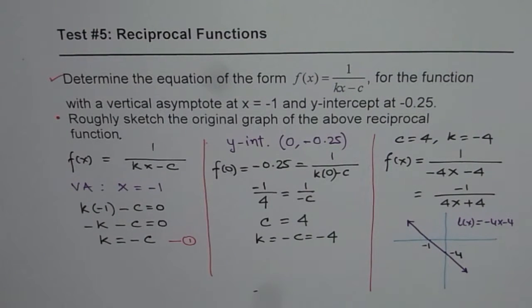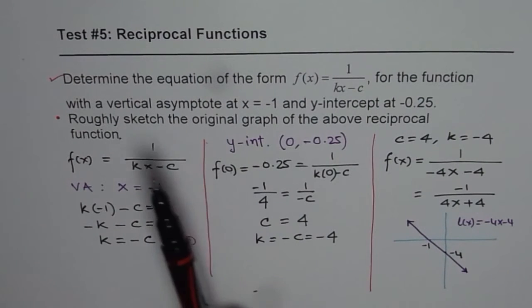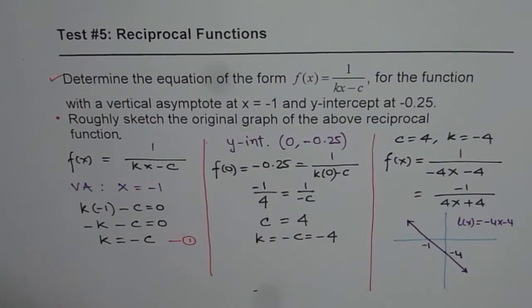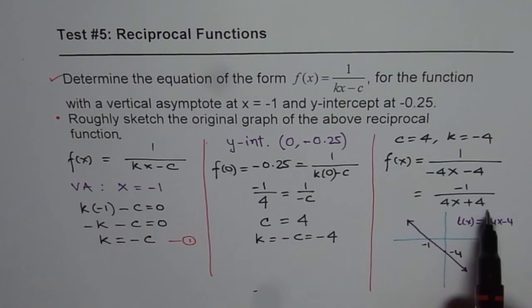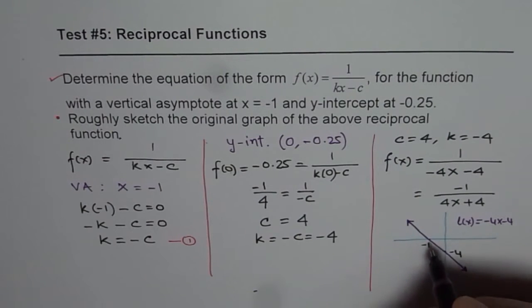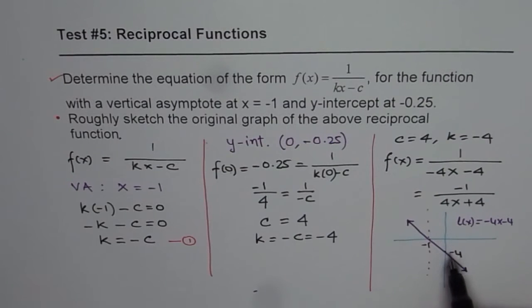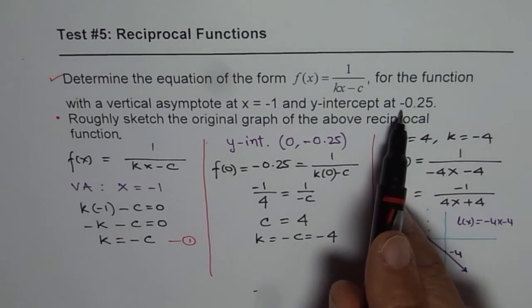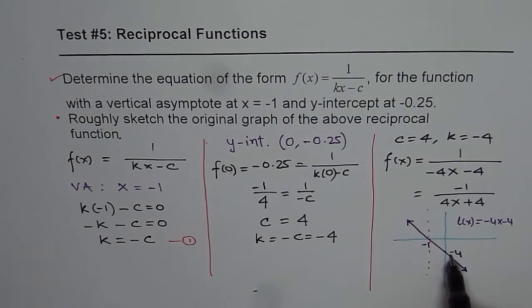Well, we should have guessed it from the given criteria. We are saying that the vertical asymptote is at x equals minus 1. Therefore, the linear line should have a 0 at minus 1. And the reciprocal of this will indeed have a vertical asymptote at this point. Do you get the idea? And the reciprocal y-intercept is 0.25 with a negative sign. The reciprocal of minus 4 is 1 over minus 4. Do you see that? So that is how it is going to be.